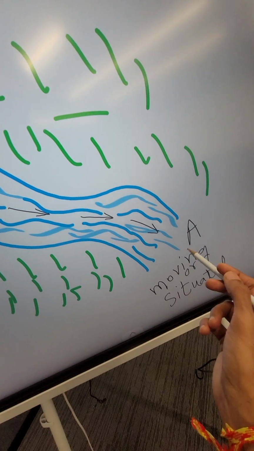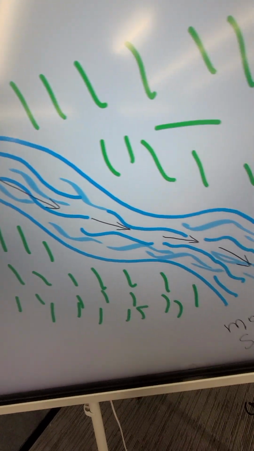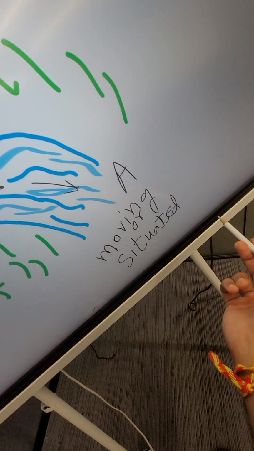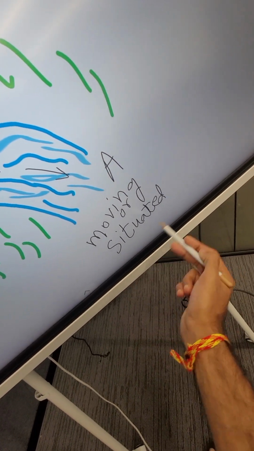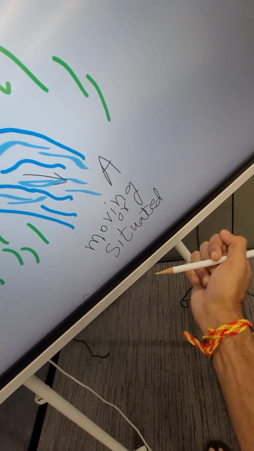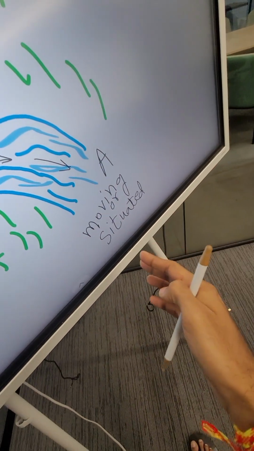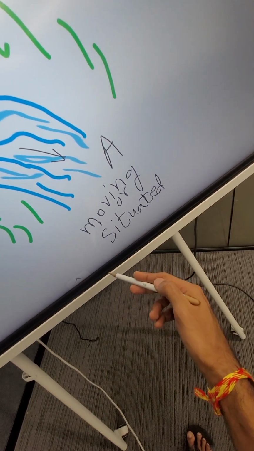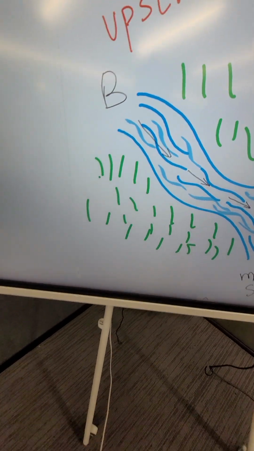Even for A, if it says B is upstream, it's on this side of A. If A says B is downstream, then it would be below, on this side of A, right? So it's about the situation, sorry, situated, right? So it's situated somewhere, or positioned somewhere, or it's the moving direction. So it's the direction or the position, right?